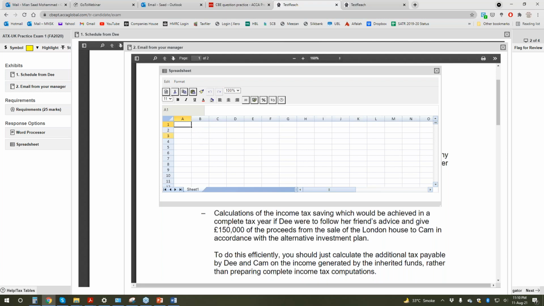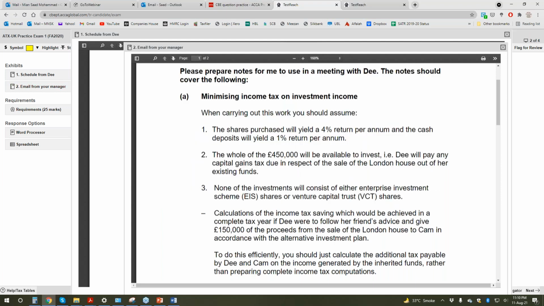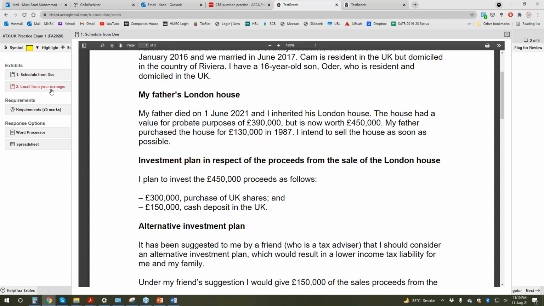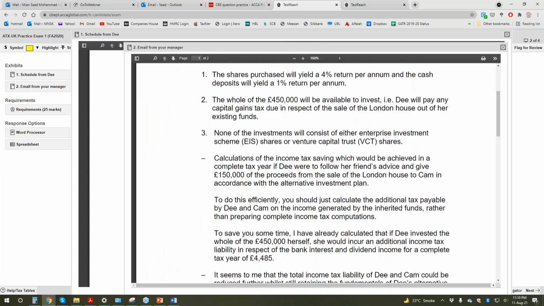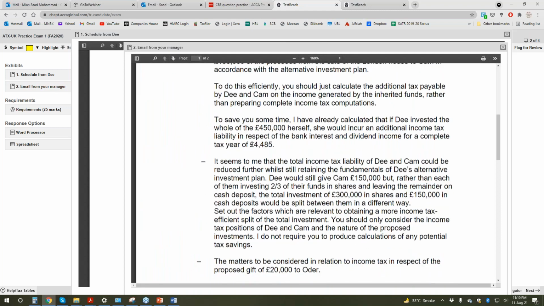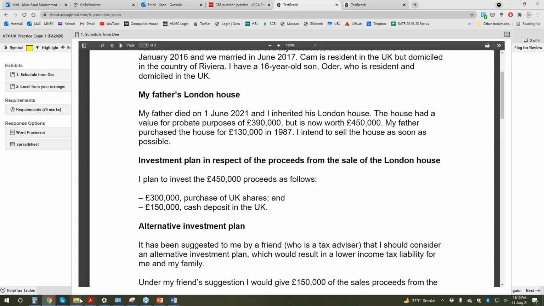Now guys, do remember I have to compare it with an option of what if D could have invested all of the amount by herself, and the answer for that was mentioned in the question. So I will again take you to here. It is mentioned here that if she invests completely herself, the tax implication will be 4485. So I will start with this.